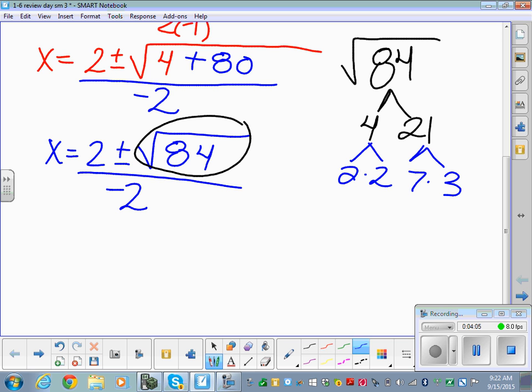We're down to our prime factors, so we're done. Now we're pulling out groups of 2. Now I'm hopefully fixing common errors that you're making. Pulling out groups of 2. So we're pulling out those 2 2's.